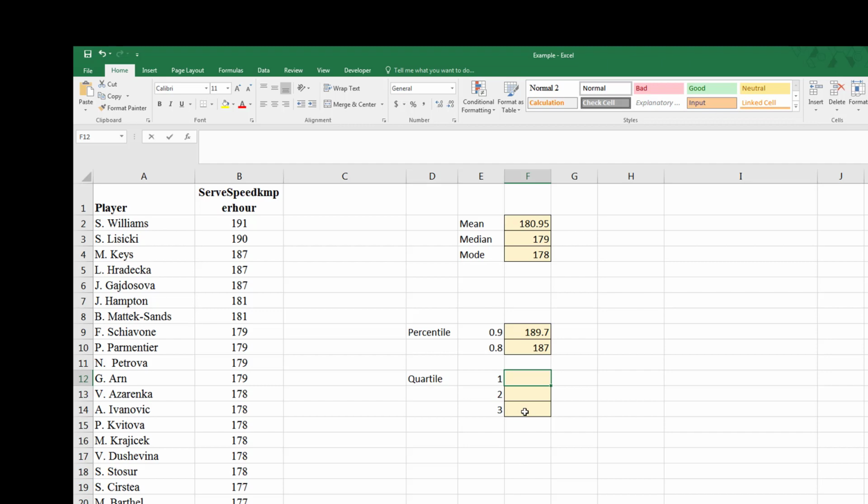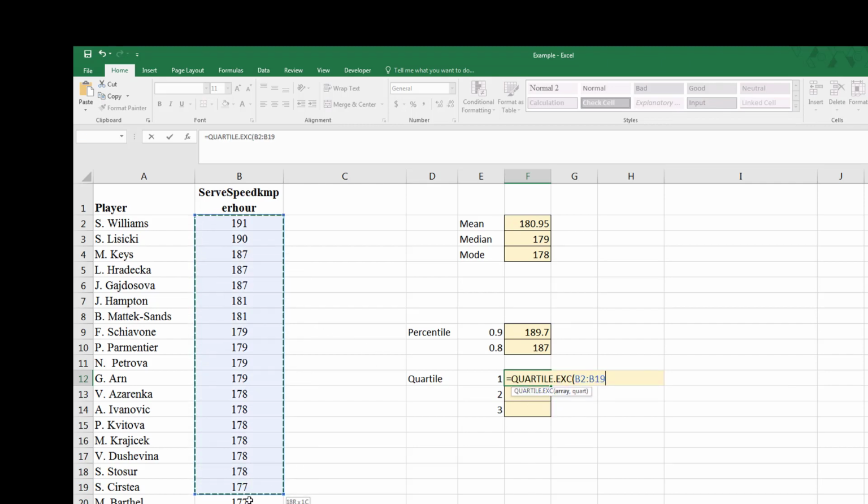Now, quartile is just a special case of a percentile, but maybe there's a function for quartile. There, I start typing it in, and it says yes, there is quartile.exe. I'm going to use that. I need the array. This time I'm going to make that an absolute reference so that I can just do some copying and pasting. So I press F4 at that point, and then point to the quartile that I want.